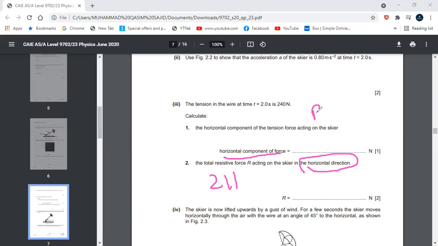The resultant must be F minus RF equals MA, that formula applies. So MA, that is the resultant, is basically the force. The resultant must be mass equals 89 and acceleration equals 0.80. Abdullah, kindly multiply 89 with 0.80.